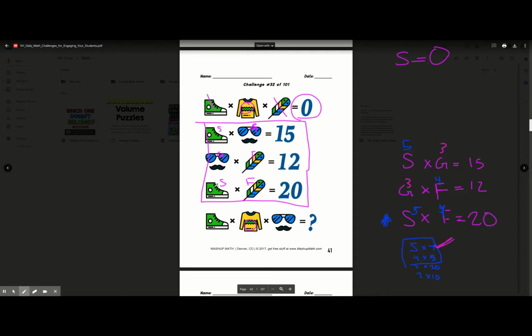So all of my shoes equal 5, and all of my feathers equal 4, and all of my glasses equal 3. So then I can solve this last problem. 5 times 0 is 0. 0 times 3 is 0. So my question mark equals 0.